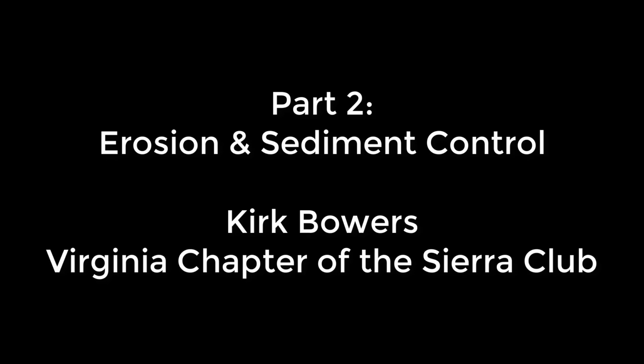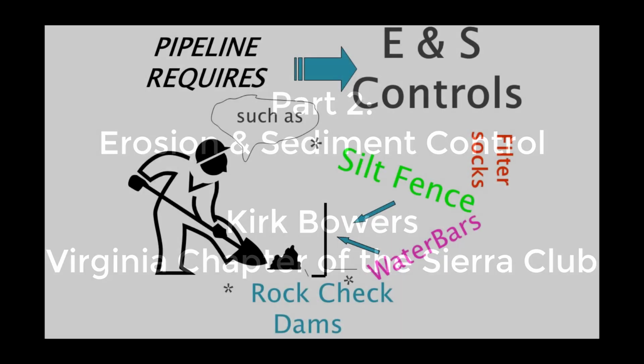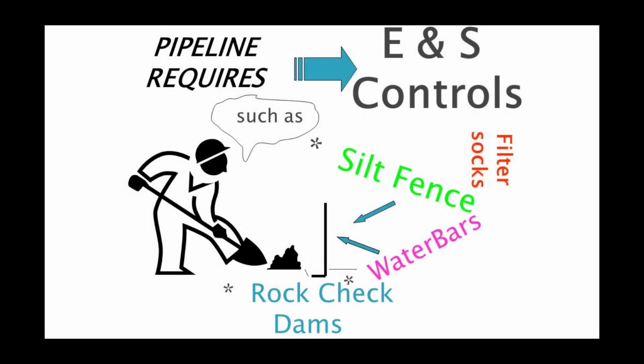For each pipeline, an erosion control plan is required, and the pipelines require erosion control devices such as silt fence, water bars, filter socks, and rock check dams. In this next section, we're going to talk about the different devices that are used on the construction plans and in the field for control of erosion on the site.